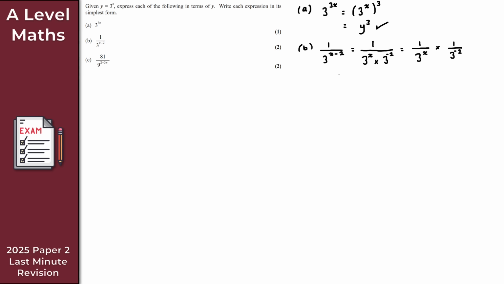So 1 over 3 to the x then, that is just the same as 1 over y, because 3 to the x is y here. I've got 1 over y times by them. So 3 to the minus 2 then, that is 1 over 3 squared. So I've got 1 over 9, which is just the same here as 9. So 1 over y times by 9 here, and that just simply gives us 9 over y there. Okay, that is the solution to part B.